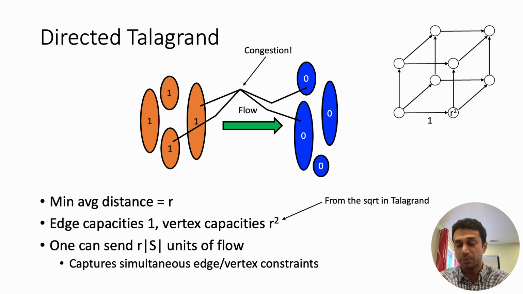The following statement I'm giving actually implies the directed Talagrand theorem. So again, take the minimum average distance. So find S and T which minimize their average distance. Set the edge capacities to be 1 and the vertex capacities to be R squared, where R was that distance. We conjecture that you can send R times cardinality of S units of flow. So this is a simultaneous edge and vertex capacity constraint. This statement implies the directed Talagrand theorem.